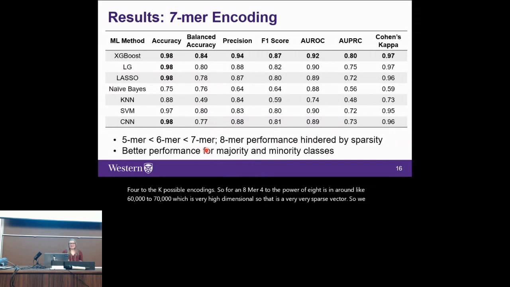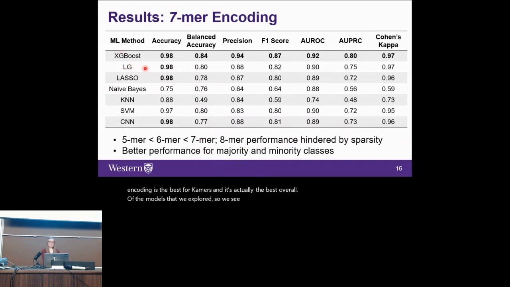So we think that because it's such a sparse encoding, it probably is introducing a lot of noise that's making it difficult for the model to pick up on the signal. So we find that overall, the 7-mer encoding is the best for k-mers, and it's actually the best overall of the models that we explored.